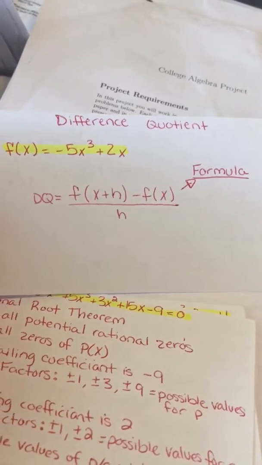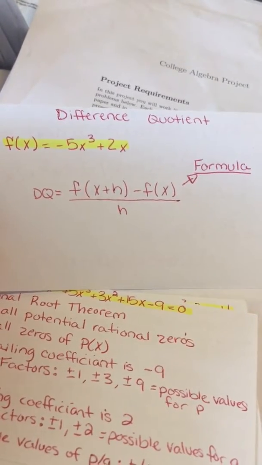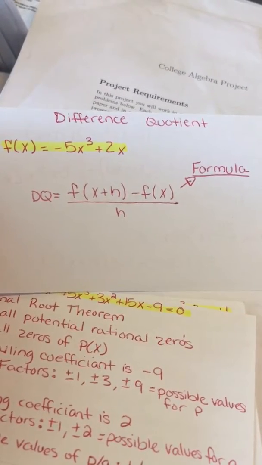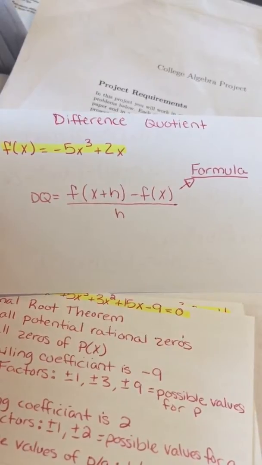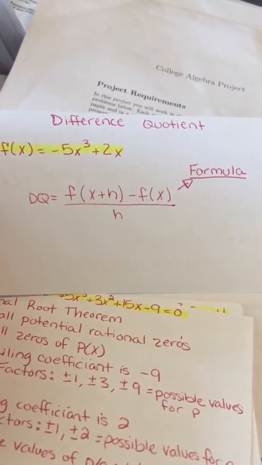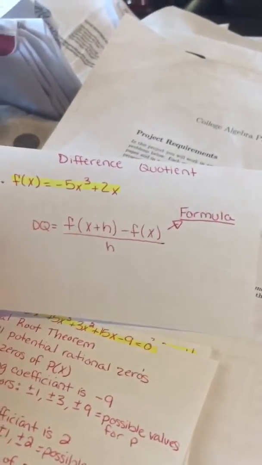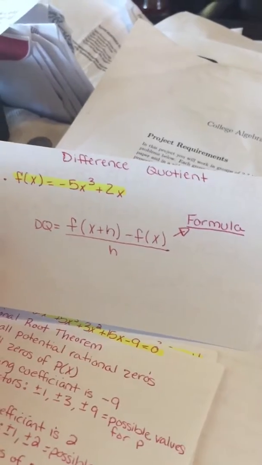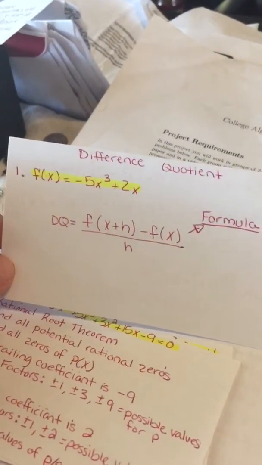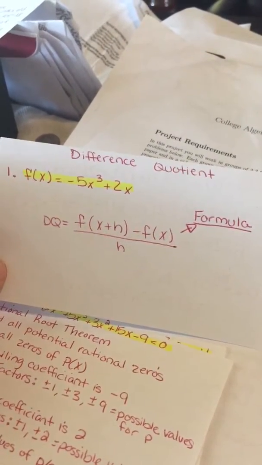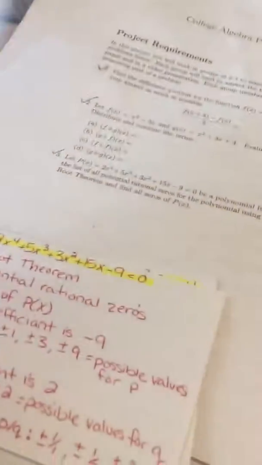I've written down the formula. Difference quotient equals f(x plus h) minus f(x), over h. You're gonna need to plug in x plus h wherever you see x. I've got it written here on the back.